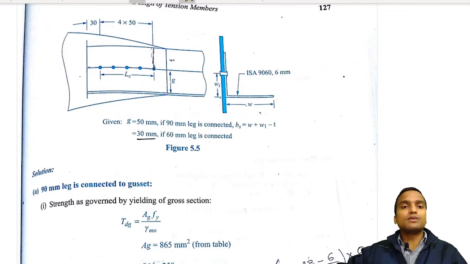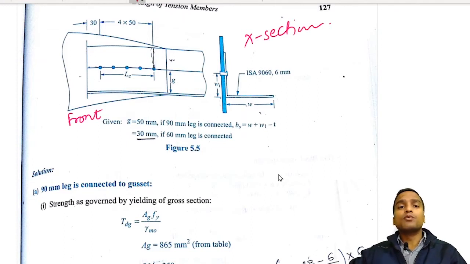This is how the angle section is being shown. So this is the front view and this one is the cross sectional view. Okay. So if you see the diagram, there are 5 bolts of M16 and we have assumed that the end distance and pitch are 50 and 30, and here gauge is also given, 50 mm if the 90 mm leg is connected, and gauge is equal to 30 mm if the 60 mm leg is connected. So we have to use this value accordingly.